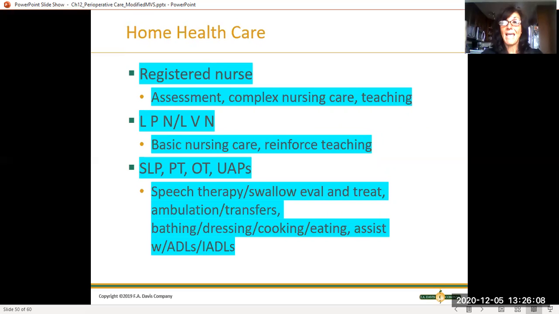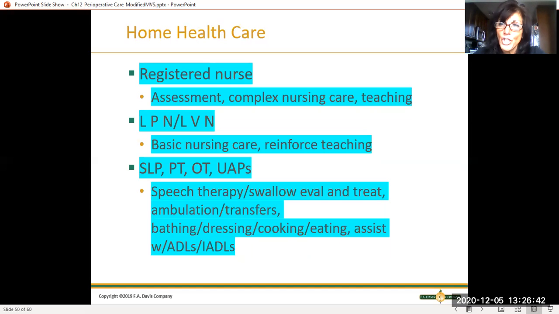Well, home health can send an RN, an LPN, speech pathologist, PT, OT, and even an aide. The registered nurse is there for assessment and complex nursing care and teaching. So, what kind of follow-up do we need for this patient to make sure that from the time we discharge them to home and the 2 weeks that they have to wait before they see their surgeon again, do they stay stable, safe? LPN will reinforce that teaching, help with wound care. And then speech therapist, well, they do speech therapy if necessary, swallowing evaluation and treating.